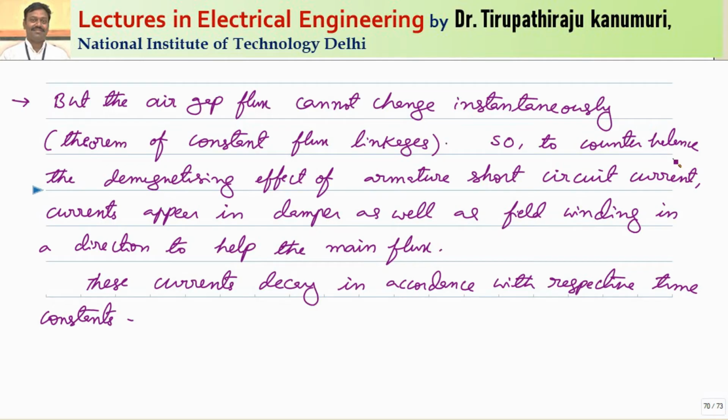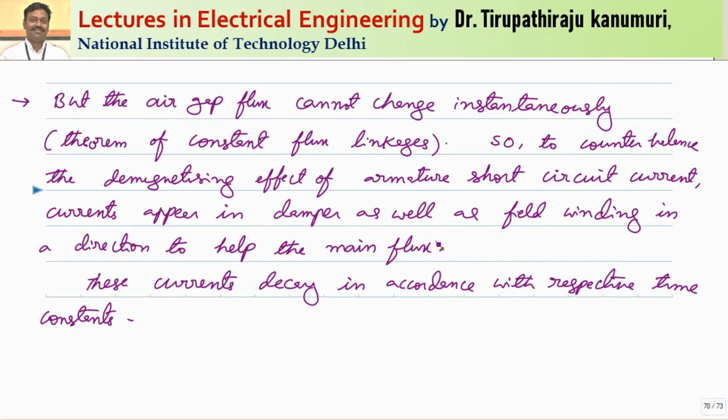So how to compensate for that? This demagnetizing effect of the armature reaction, or the short circuit current, is compensated by the current that is produced in the damper winding as well as the field winding, and the flux that is produced by the damper and the field windings at that condition will help the main field flux. This is the statement you get in many books.